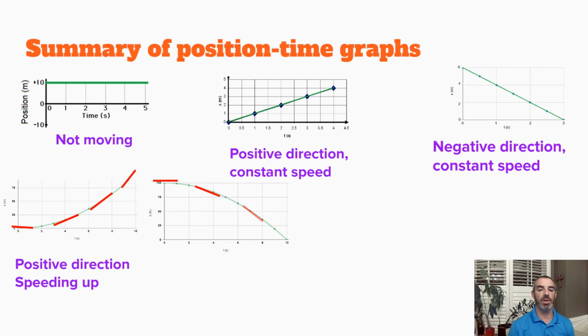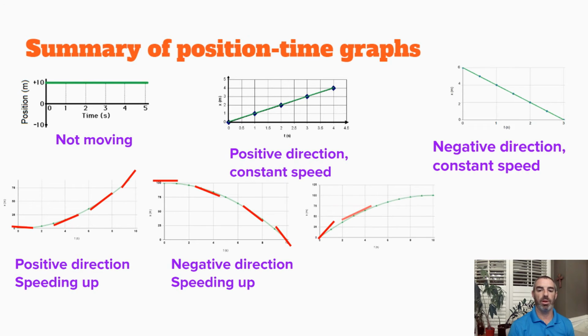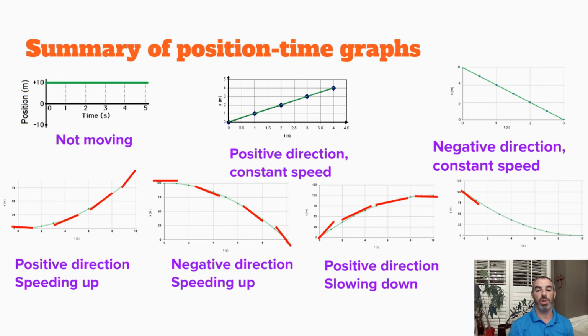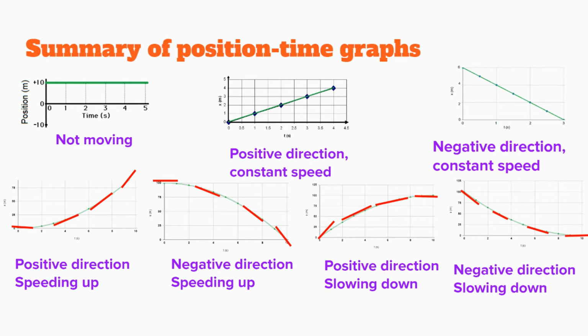If we look at this graph, we can see that the slopes are sloped negatively and getting steeper, which means that this is speeding up in the negative direction. If we look at the graph that we looked at before of the slopes getting less and less steep in the positive direction, that means that this is slowing down in the positive direction. And if we look at our final graph of the 7th version of motion that we can have in an intro physics course, we can see that the slopes are getting less and less steep. They're sloped negatively, which means that the object is slowing down in the negative direction.